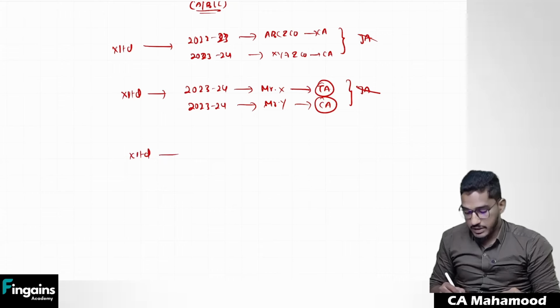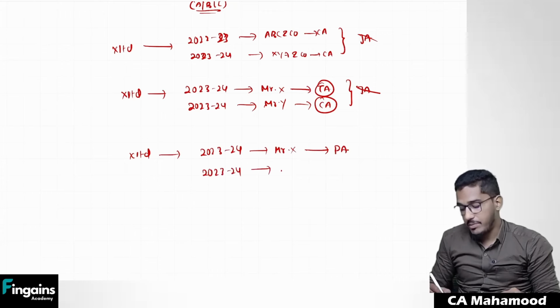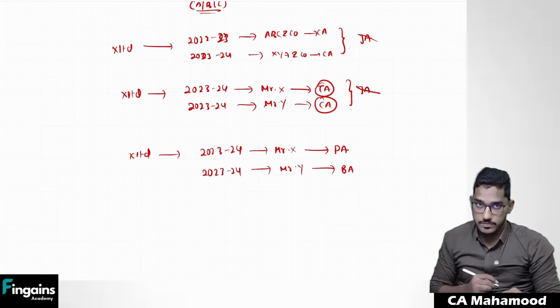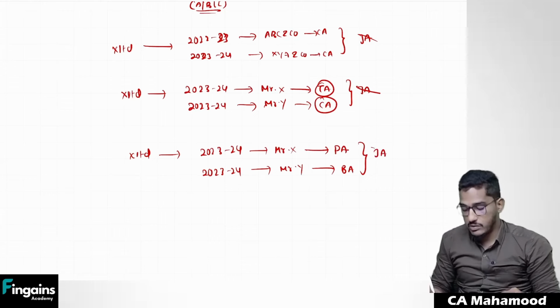X Limited, the company, for the financial year 2023-24, they have appointed Mr. X, who is the principal auditor of the company. For the same financial year 2023-24, they have appointed another person, Mr. Y, another practicing chartered accountant, as a branch auditor for the same financial year. Can we call this assignment a joint audit assignment? Here also the answer is no.